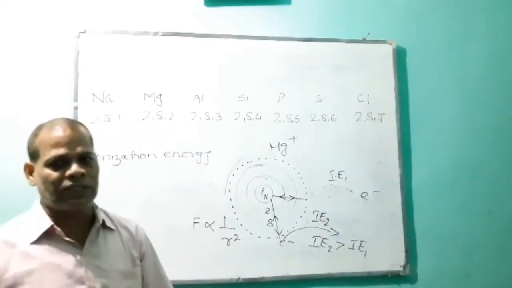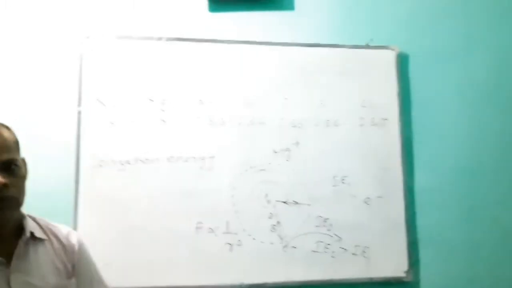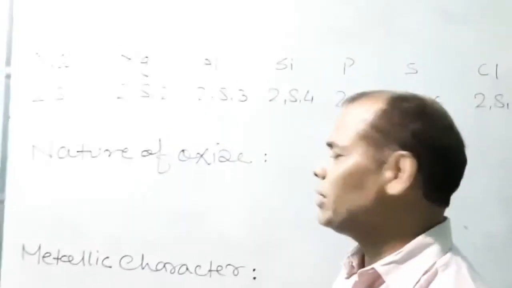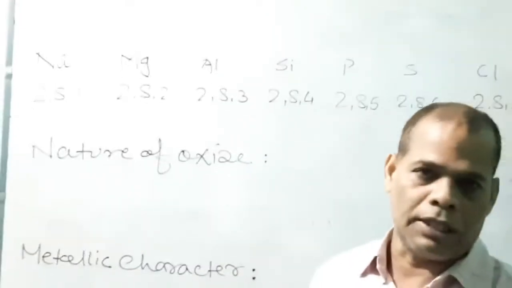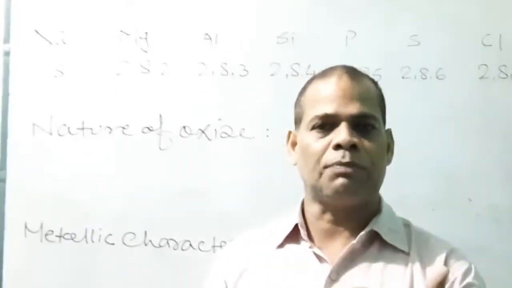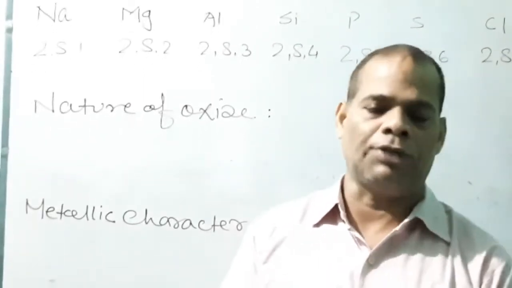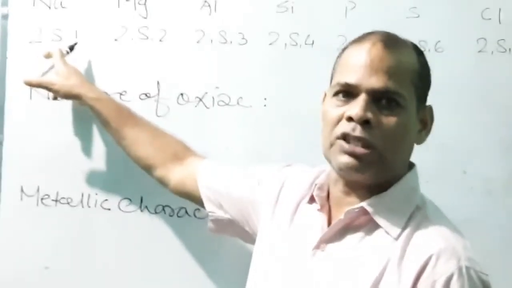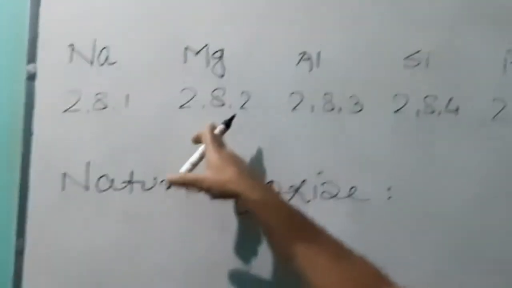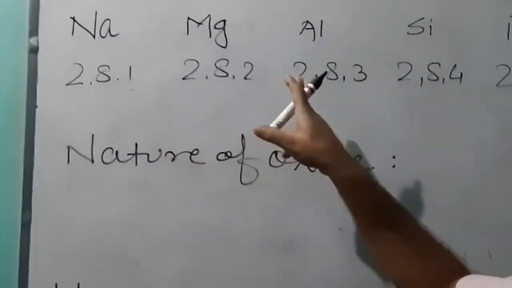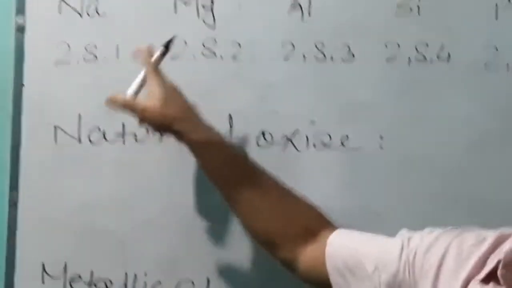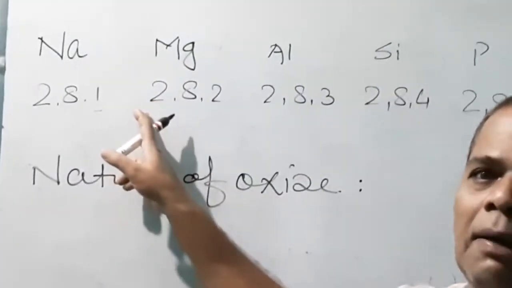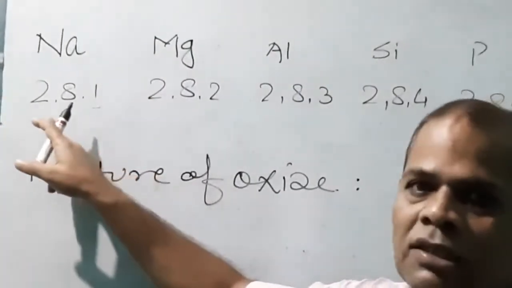Now the next characteristic we are going to discuss is the nature of oxide. Nature of oxide means basic behavior or acidic behavior. As you know, sodium oxide is basic in nature, magnesium oxide is basic in nature but less basic than sodium.